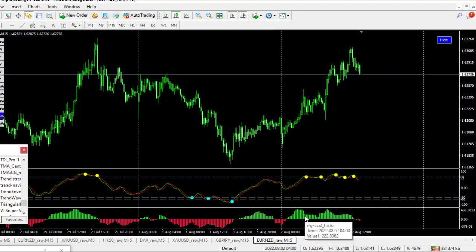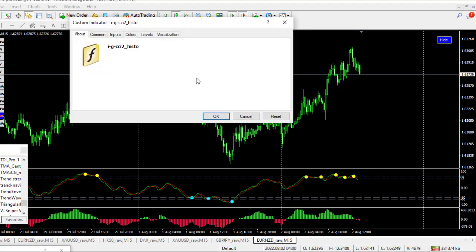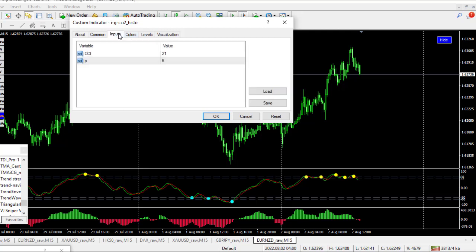And the other indicator here, this is the property for this indicator. The CCI period is 21 and the other period is 6. Just make sure you set it to this, and if you want to play with the settings, you can do that and see the one that actually fits your trading pattern or style. So this is the setup for this particular indicator.